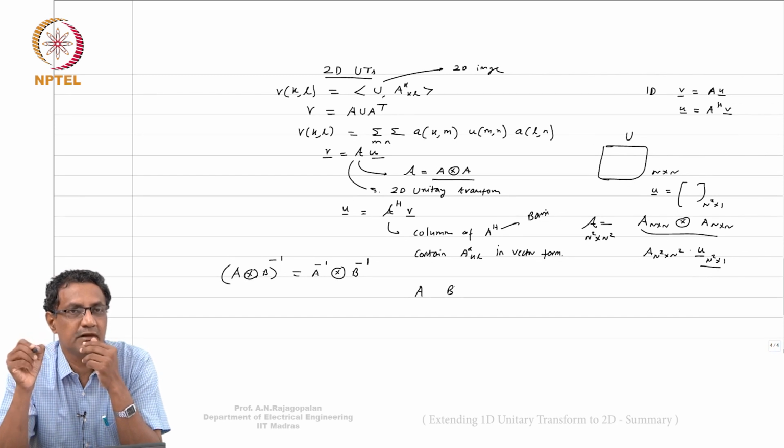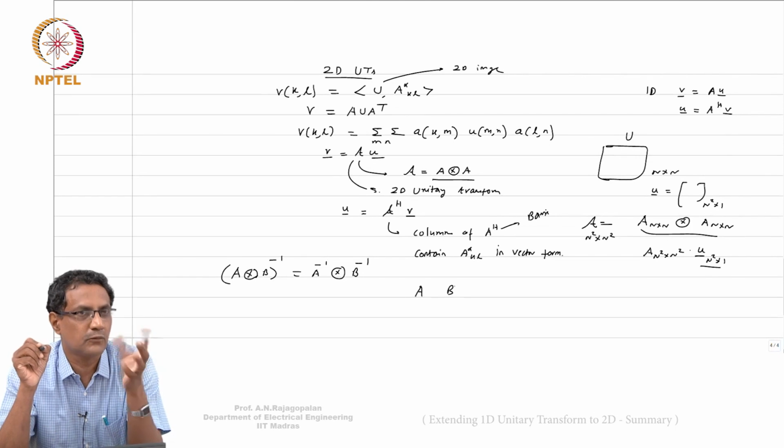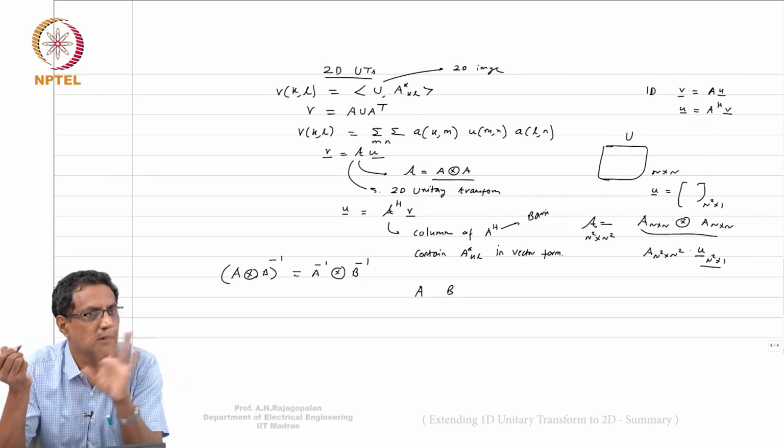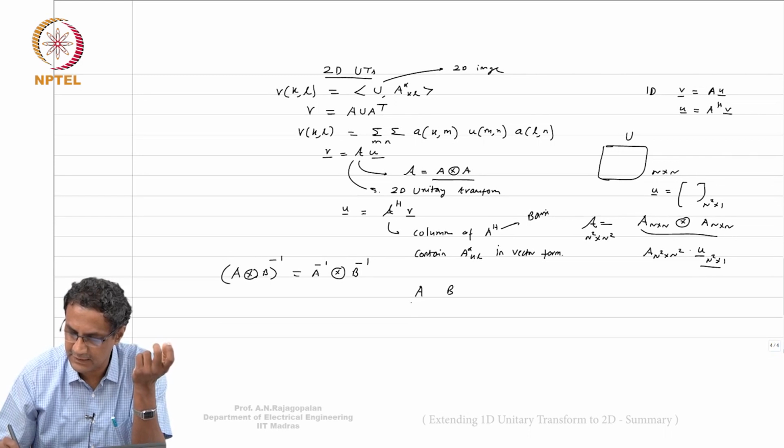A is rectangular, B is rectangular. Can A Kronecker B be square? It can be, no? What kind of matrix will that be? A will have, let's say, A is not square. So M cross N and N cross M, right? So something like that. So M cross N, this will be N cross M.